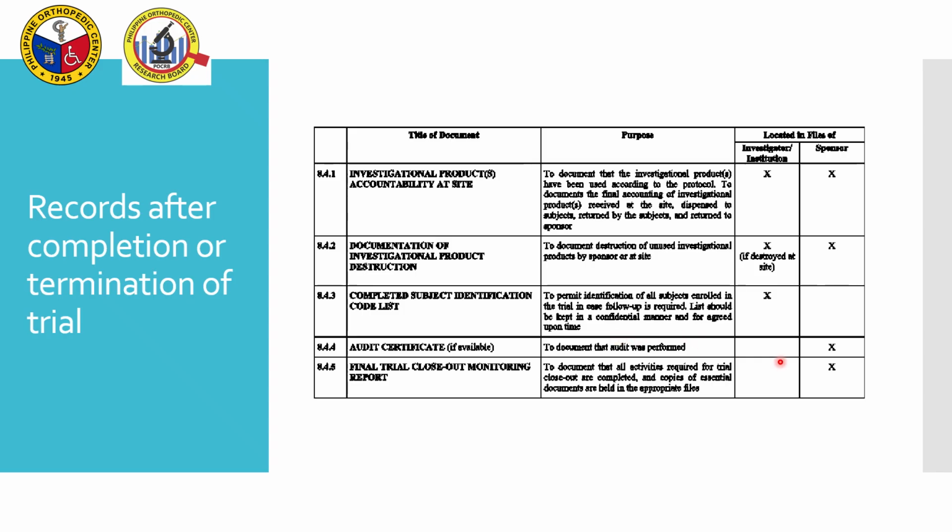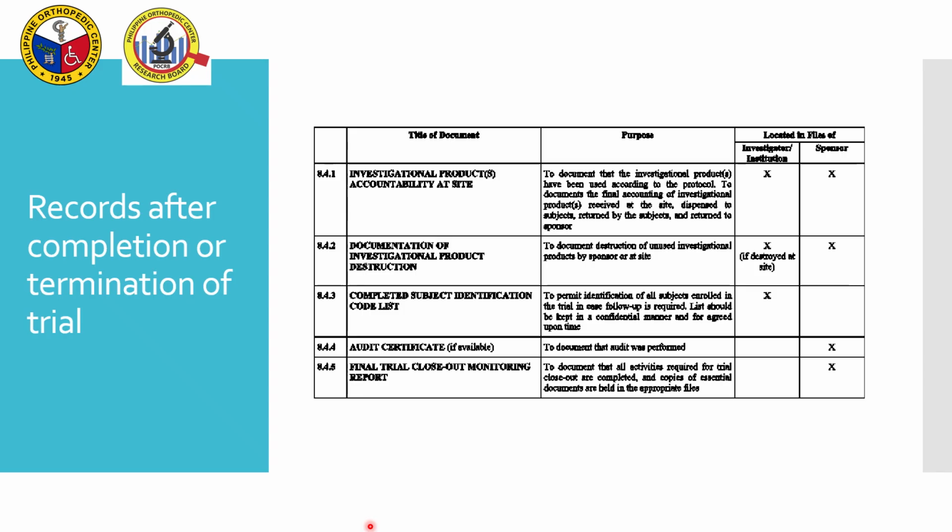To protect patient privacy, this is kept exclusively in the files of the investigating institution. It is not shared with the sponsor in a way that unblinds identities. Next is the audit certificate. If an audit was performed on the study, this certificate serves as the formal record that the audit took place. This document is maintained in the sponsor's files.